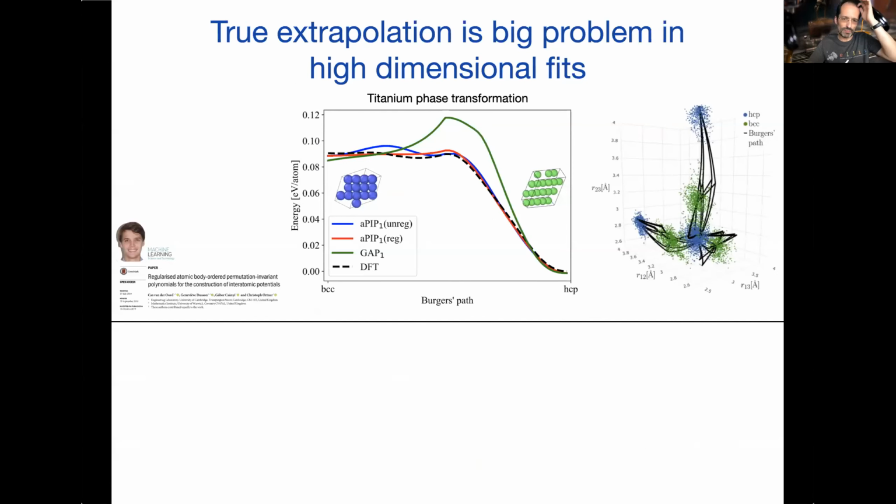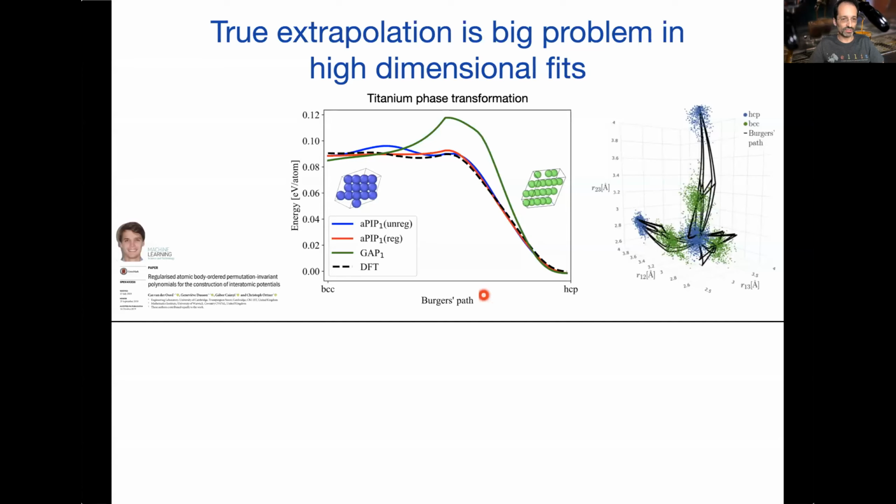So I want to finish up by showing you what the problems are and how we might solve them, and I'm really excited about that. So all of these machine learning approaches are fitting functions in high dimension. The space we're fitting in is the neighborhood of an atom, which is many dimensional space. And here's the typical thing that happens.